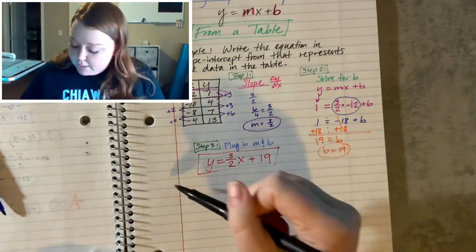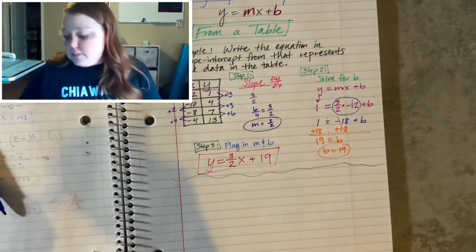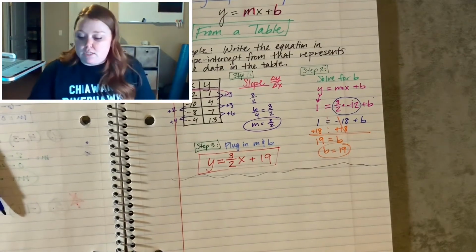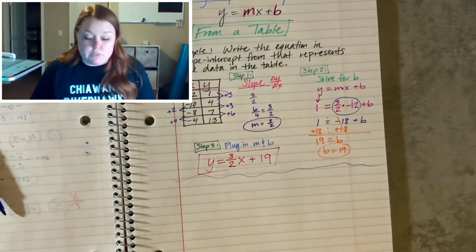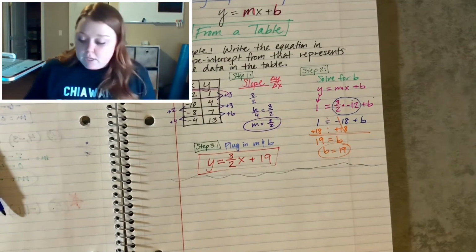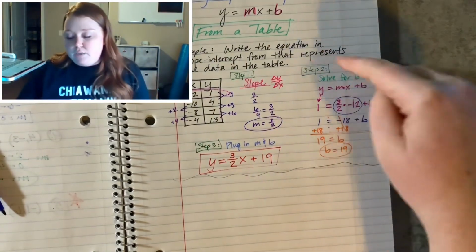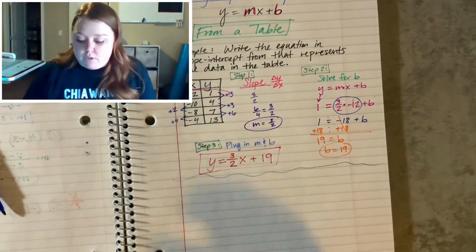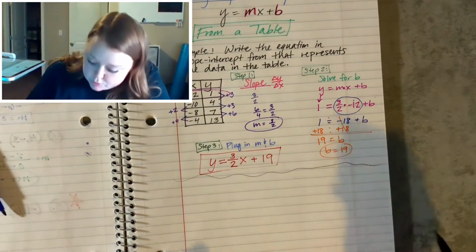So hopefully that's all right. It's kind of the same process as last time. You have to find slope, but this time it's finding slope from a table. So that's change in y over change in x, which we've been doing for 1 billion years. After you find slope, plug in x, y, and m, solve for b. There you go. Okay, so now we're going to do some practice.